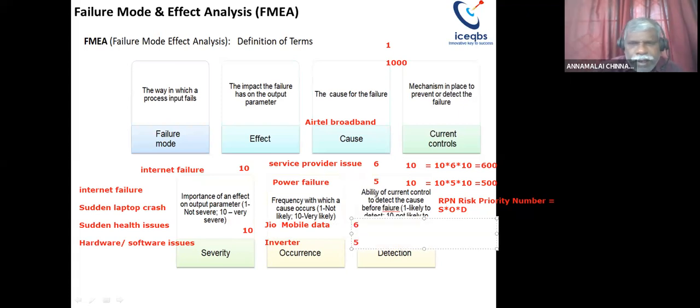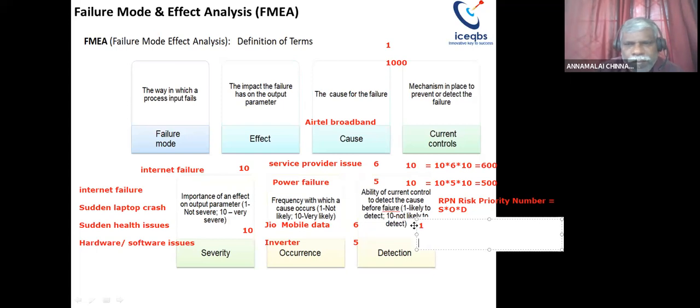But as far as the detection rating is concerned, now whenever there is a service provider issue, I have got an alternative. That is, I can go for the Jio mobile data. So I have got a mechanism so that I can reduce the impact of the particular failure happening. So I give a detection rating of 1. Same way for the power failure, as soon as the power fails, I will immediately get connected to the inverter, so that I have a mechanism for minimizing the bad impact. Again, I give a detection rating of 1.